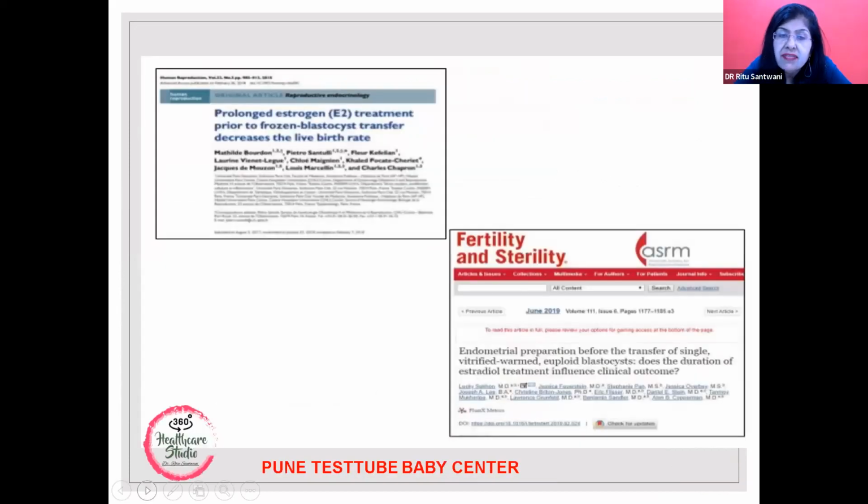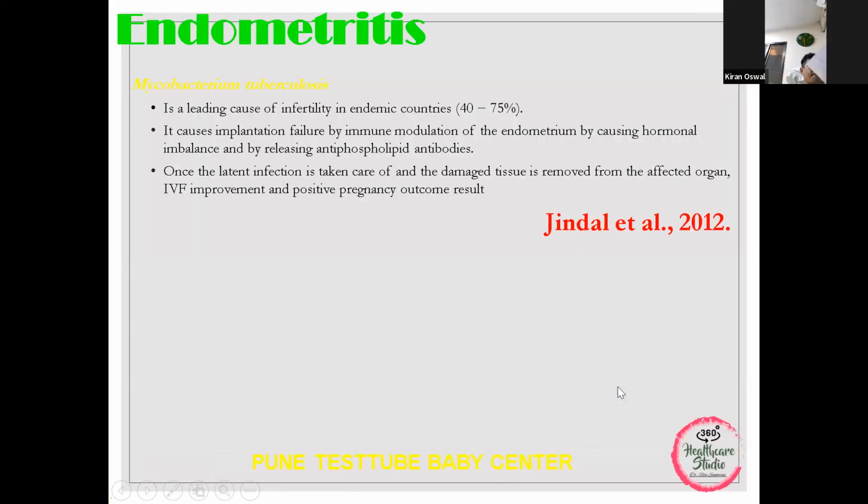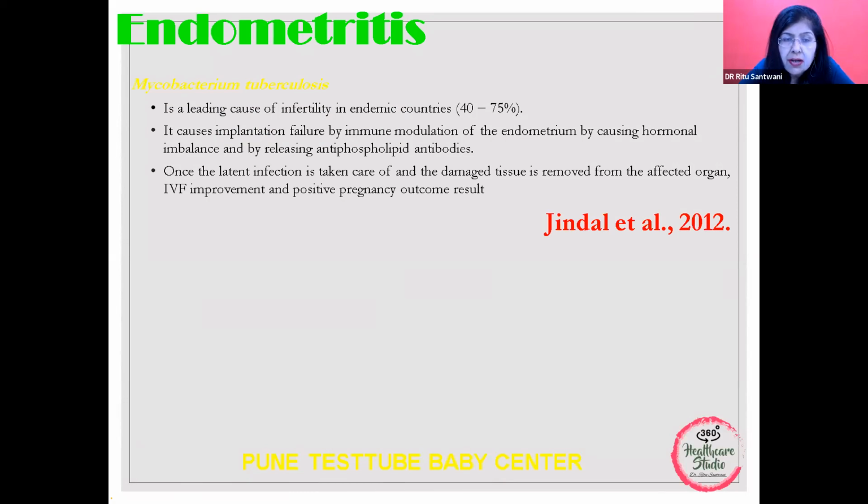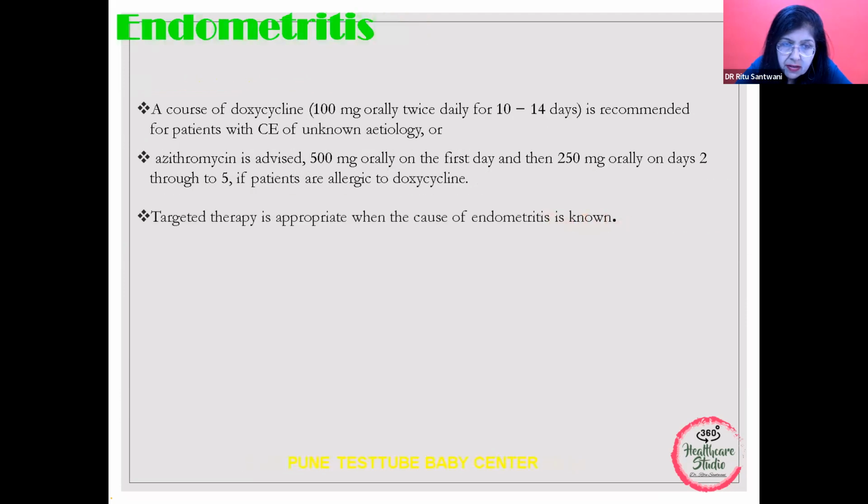So there are different studies. The prolonged estrogen treatment prior to the frozen blastocyst transfer decreases the live birth rate. Different studies have come from fertility and ASRM regarding the use of the estradiol treatment and influencing of the clinical outcomes. Again, studies have been presented that endometritis is the leading cause of infertility in the endemic countries, which causes implantation failure by immune modulation of the endometrium, by causing hormonal imbalance and by releasing antiphospholipid antibodies. So studies have shown that for good results, we have to manage this endometrium. The targeted therapy is appropriate when the cause of the endometritis is known.